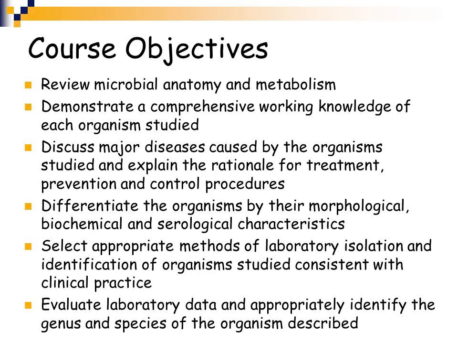At the end of this course, you'll be able to review the microbial anatomy and metabolism of microorganisms. You'll be able to demonstrate a comprehensive working knowledge of each organism that we study throughout the semester, to discuss the major diseases caused by the organisms as well as the rationale for treatment, prevention, and control strategies. You'll be able to differentiate organisms by their morphological, biochemical, and serological features, and to select appropriate methods of lab isolation and identification. You'll also be able to evaluate lab data and appropriately identify the genus and species of each organism described throughout the course.